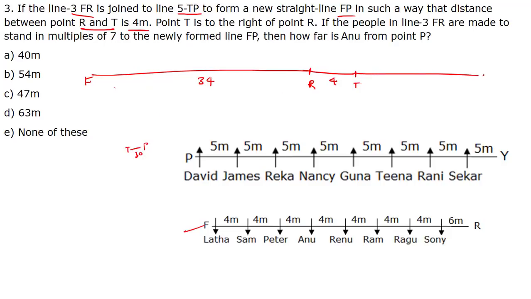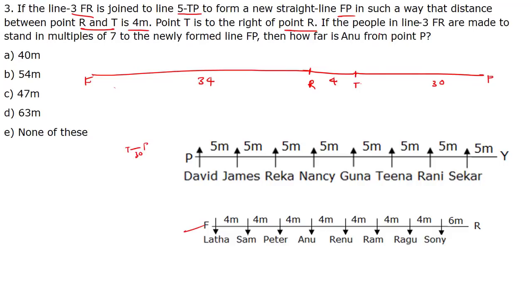Now the distance between T and P would be 30 meters. So the total distance between F to P would be 34 plus 4 would be 38 plus 30 would be 68. So point T is to the right of point R. Point R's right would be point T.